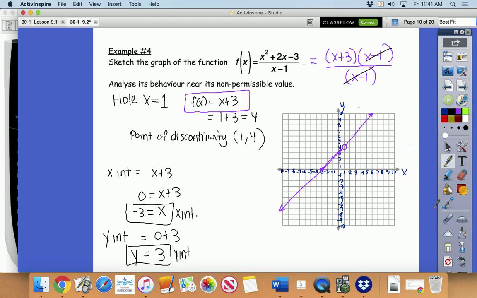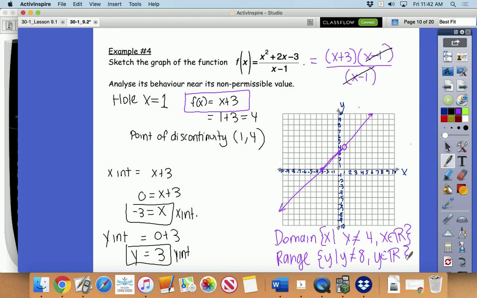Analyze the behavior. We're still going to do the domain and range. So domain: x such that x cannot equal 4. Now, since there's no vertical or horizontal asymptotes here, we only have that hole, the point of discontinuity, to not include in our range and domain. So y cannot equal 8. Good stuff.